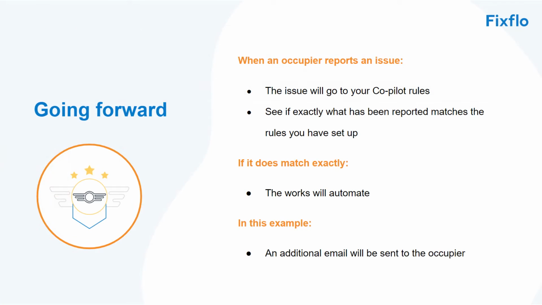Going forward, when an occupier reports an issue on your Fixflo site, the first thing which will happen is it will go to your Copilot rules and see if exactly what has been reported matches the rules you have set up. If it does match exactly, then the works will automate, and in this case, an additional email will be sent out to the occupier.